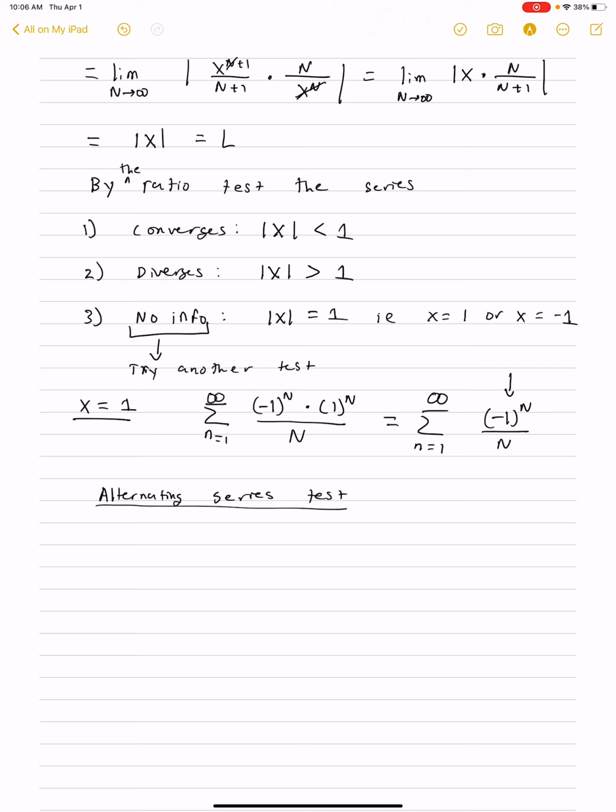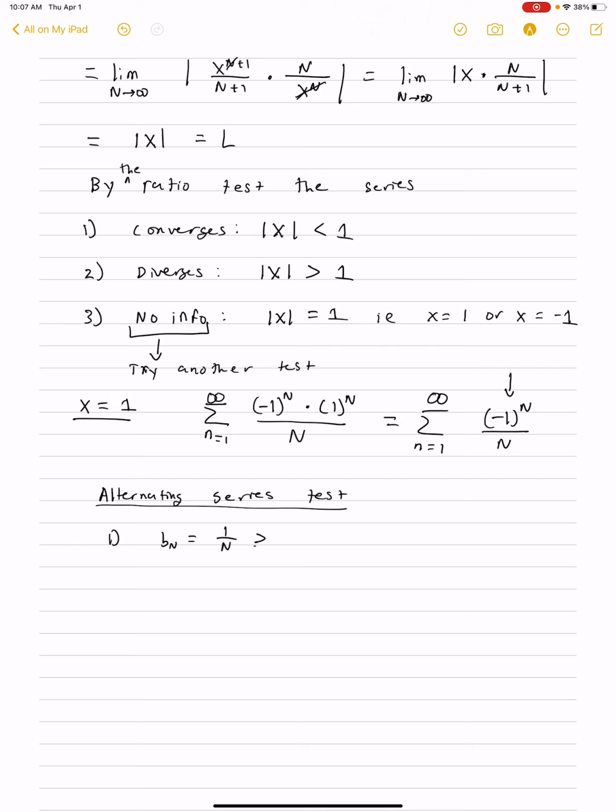Okay, so when we get the no info part, we need to select another test. I could have selected any test, but here, because it's alternating, and we've practiced selecting tests for specific series, the alternating part stood out, so I'm going to use the alternating series test. The first thing I'm going to check is, I'm going to call this b sub n, the positive part.